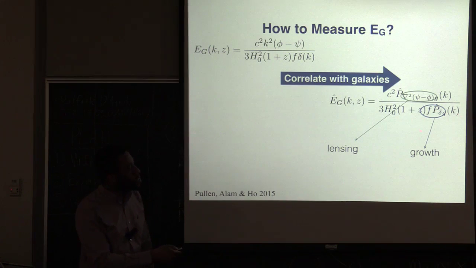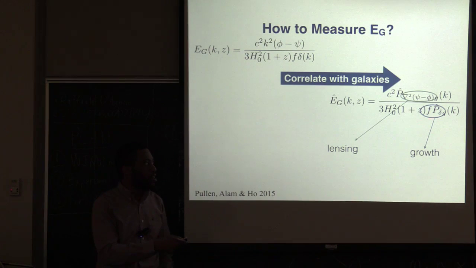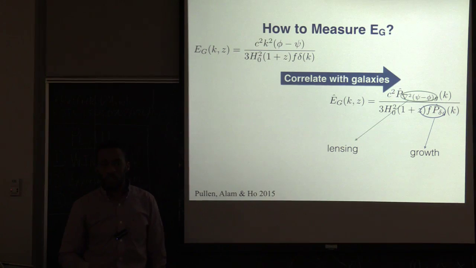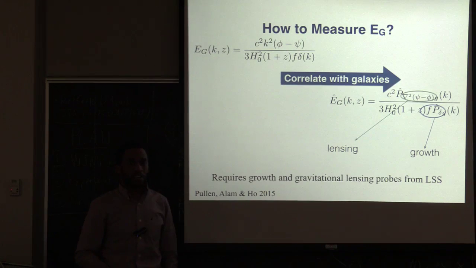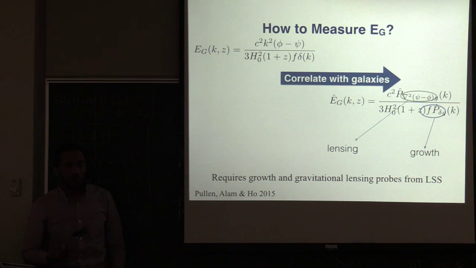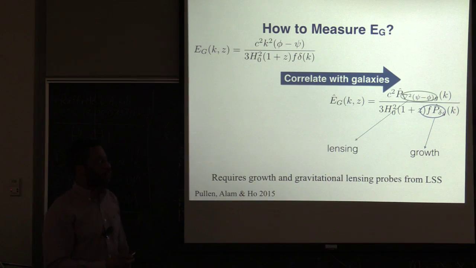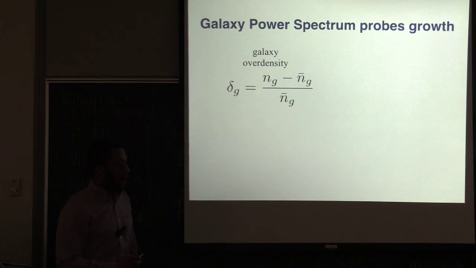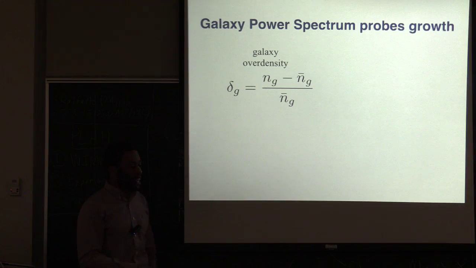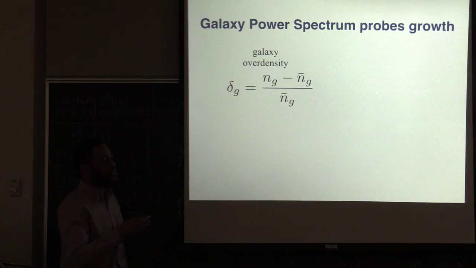And at the bottom here, you have the parameter f. And you can measure this expression using measures of structure growth. So the point to take from this is that you need measurements of gravitational lensing and growth in order to probe Eg using large scale structure. And it has to be the same range of scales, right? The same range of k's. Yes, you will measure this parameter at each value of scale.